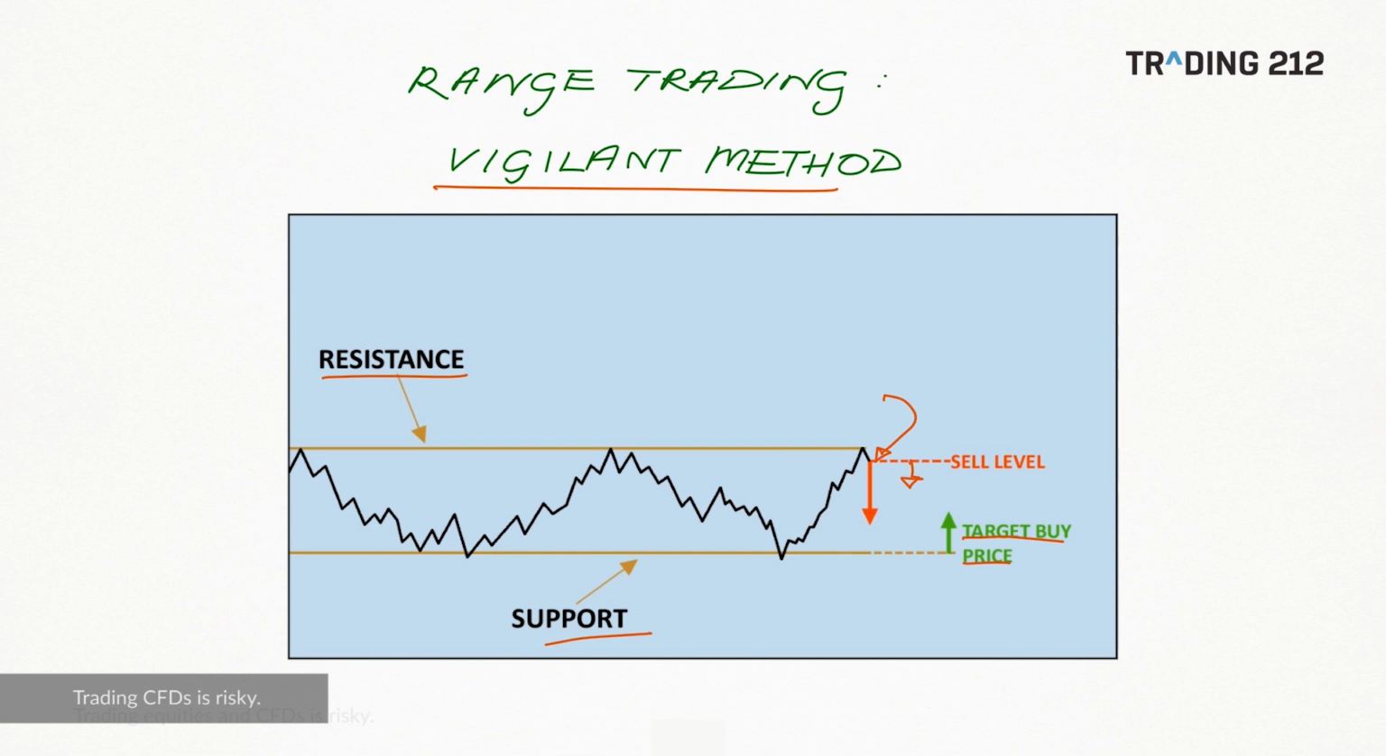Now, the advantage of this method is that, as we said, you're trying to improve your success rate. We're trying to miss out on those instances where resistance or support actually break down when the price just carries on moving through them. But bear in mind, with this more vigilant method, you are entering later in the cycle of each price oscillation. So your potential profit, which is the distance between this sell level and the support level, is actually slightly smaller than the bolder method that we looked at before.